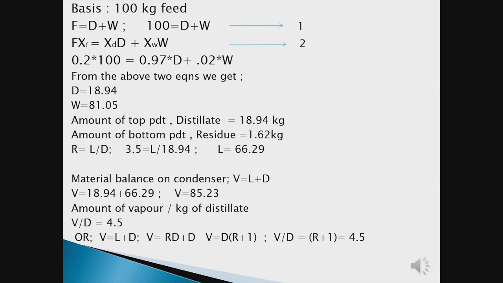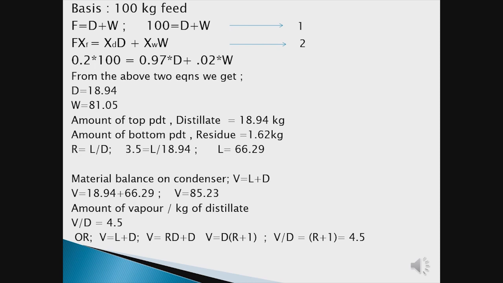And now coming to the material balance of the more volatile component in the solution, F XF equal to XD into D plus XW W. We are doing this material balance on the basis of the more volatile component, right? It is given that the aqueous solution of methanol contains 20 weight percentage of methanol. In an aqueous solution of methanol, which one is the more volatile component? Is it the water or is it the methanol? Of course, it is the methanol, right? So the more volatile component is methanol, and we are doing this material balance on the basis of methanol.